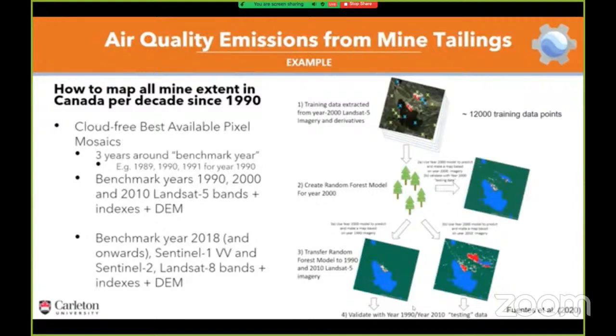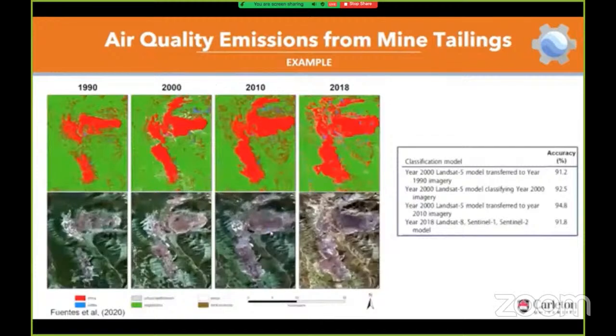We also, for onwards, will use this new method, and I know Environment Canada was planning on continuing to use this transfer method using benchmark years as well. This is an example just showing a single mine in British Columbia, 1990, 2000, 2010, and 2018. You can see our classification accuracy here, it's quite high. Again, this is based on the validation data that we collected.